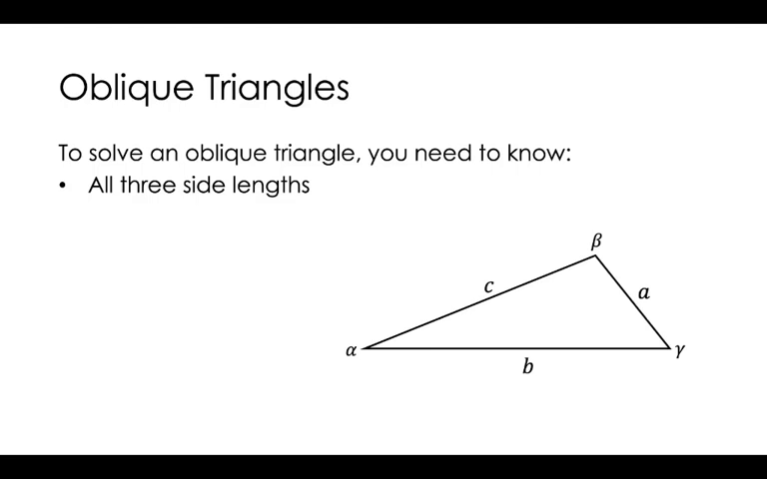You can solve an oblique triangle if you know all three side lengths. So if you know A, B, and C, and you don't know any angles, we'll be able to solve that with one of our formulas.